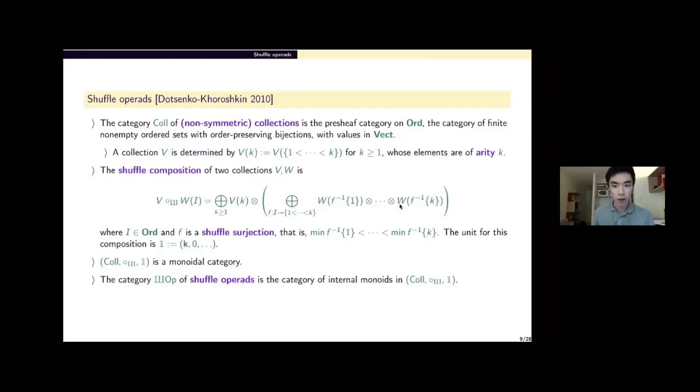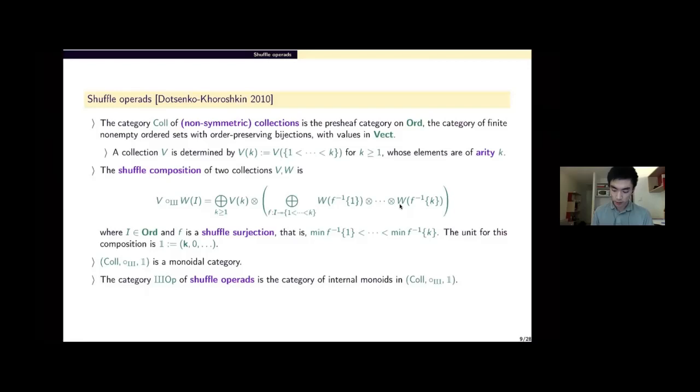So shuffle operads were introduced by Dotsenko and Khoroshkin in 2010. And they can be seen as internal monoids in a monoidal category. So this category is the category of collections, which is a presheaf category on the category of finite non-empty ordered sets, with values in Vect. And Vect is a vector space over some field of characteristic 0.